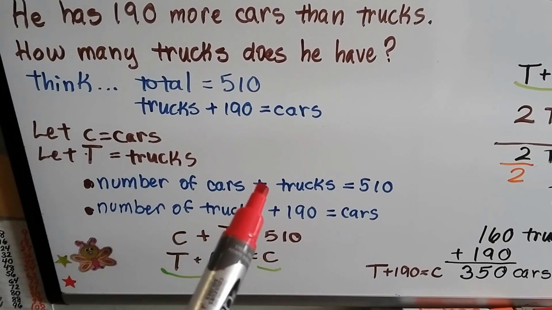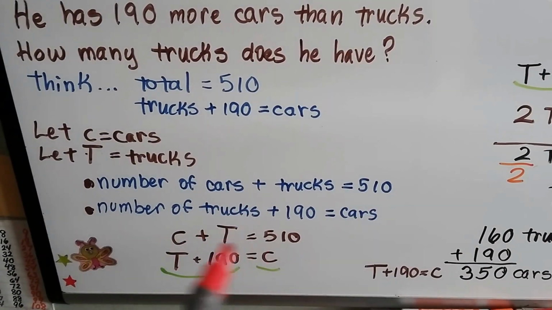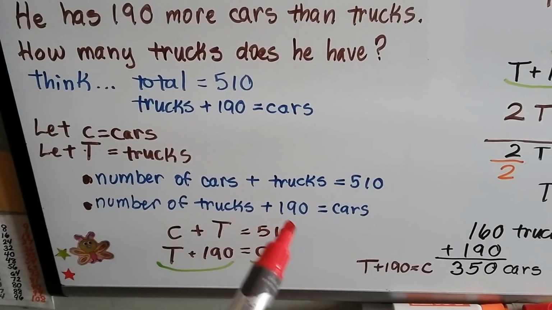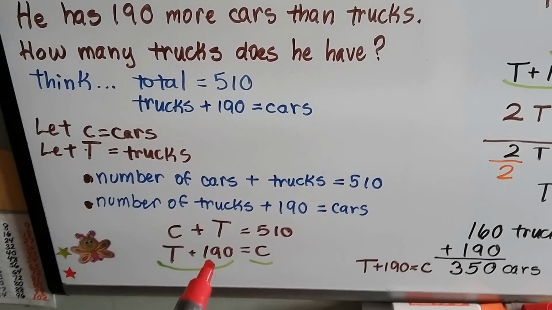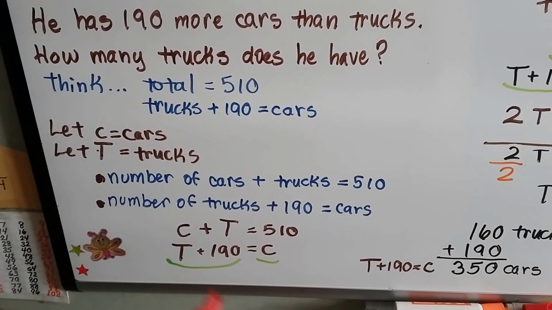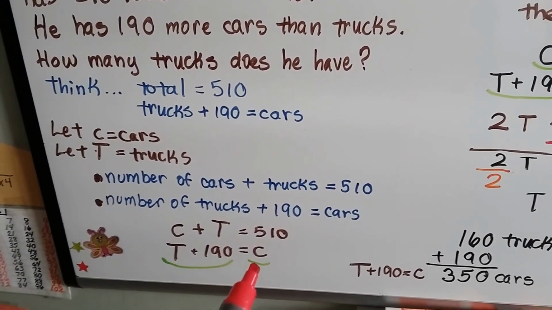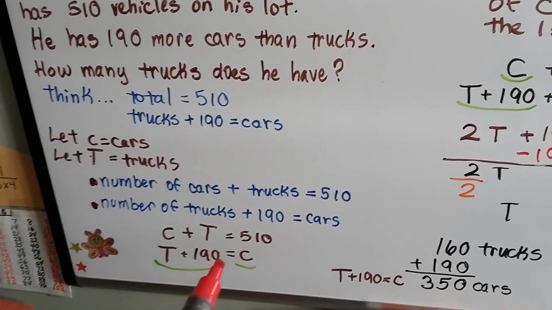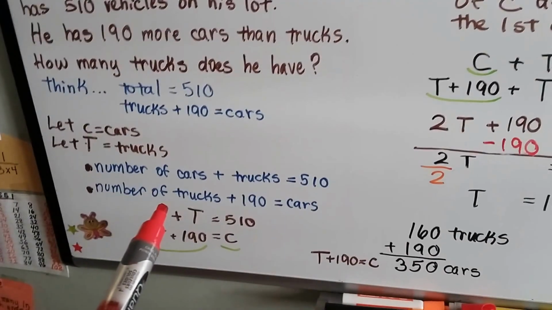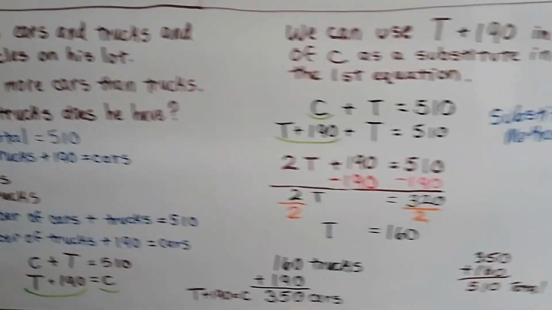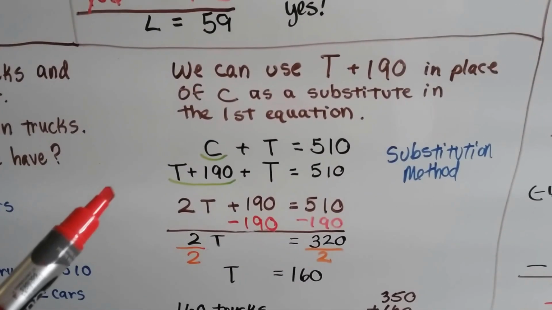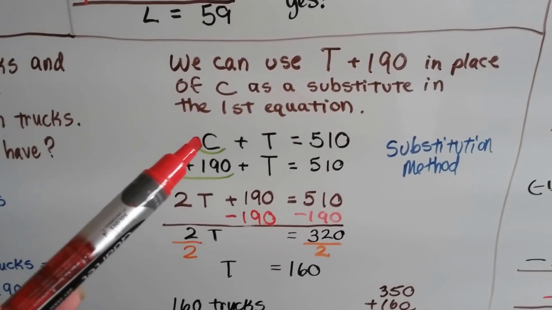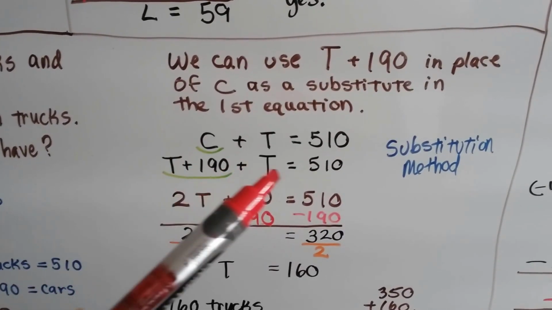So the number of cars plus trucks is 510. That's our first equation. C plus T is 510. And the number of trucks plus 190 is going to equal the cars because he has 190 more. See? So T plus 190 is equal to C. So now we know that we can use substitution method and use T plus 190 in place of the C in this first equation. See? So we use the T plus 190 in place of C and substitute it in the first equation. So instead of C here, we have T plus 190 plus T.